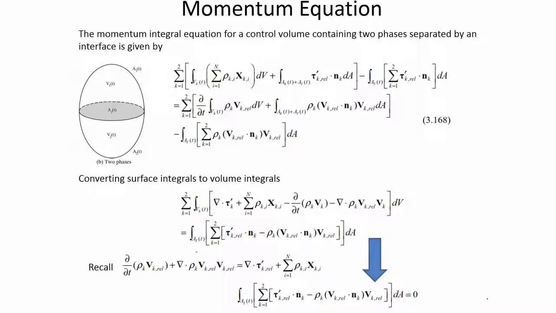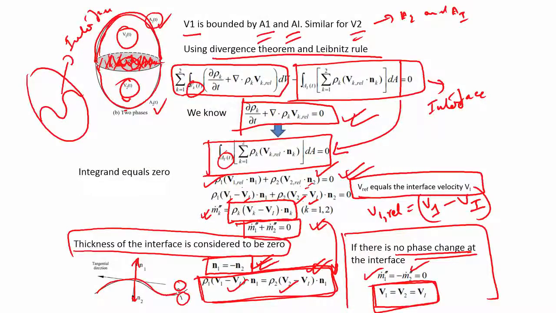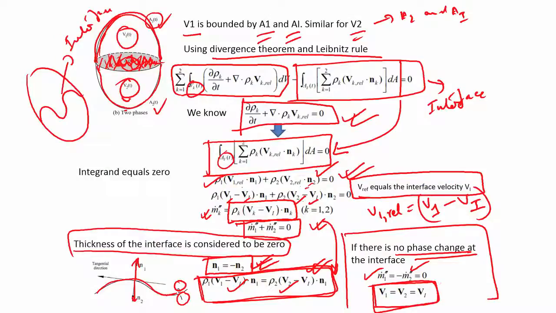Now, we look at the momentum equation in the next one, but you can clearly see that by defining an interface, we can say what the conditions across the interface are. So, if there is a mass exchange, what will be the condition? If there is no mass exchange, then what will be the condition?